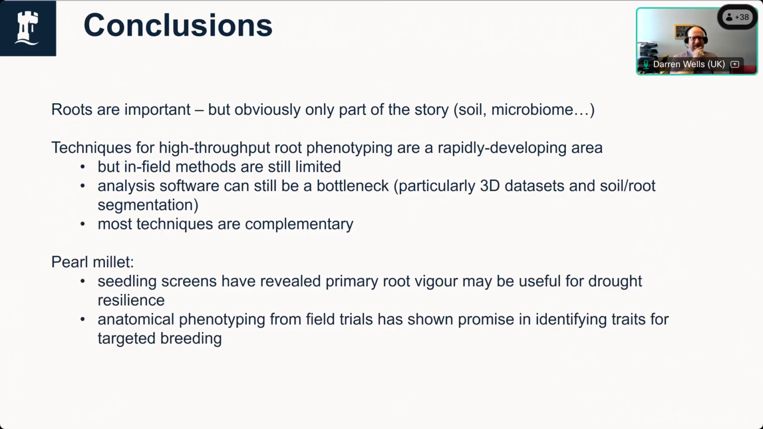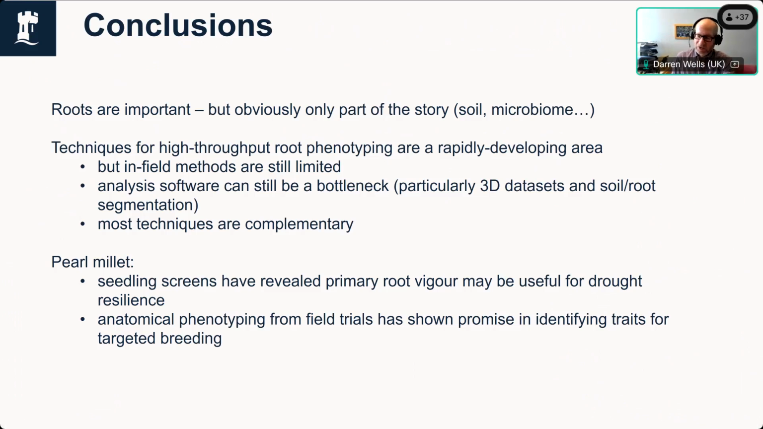The kind of take-homes I'd like to give for this are that roots are important. They're absolutely important. They're a great thing to study. But obviously, they're only part of the story. It's the whole plant. Everything that's happening above, as we saw with the transpiration story, that's got to be affected by anatomy of the stem, anatomy of the leaves, physiological things, all kinds of stuff like that.